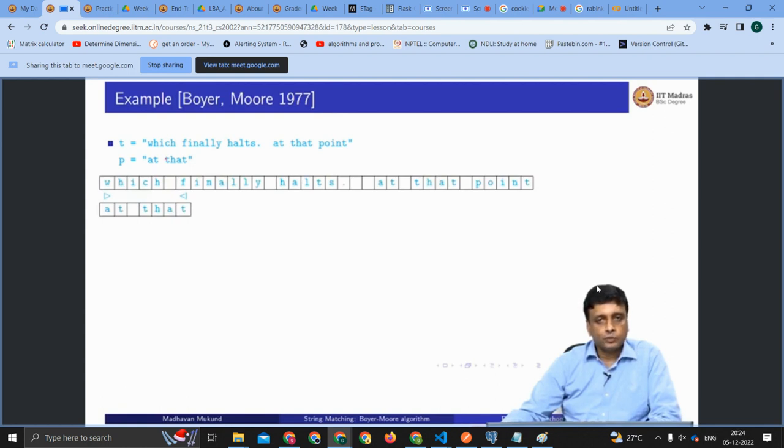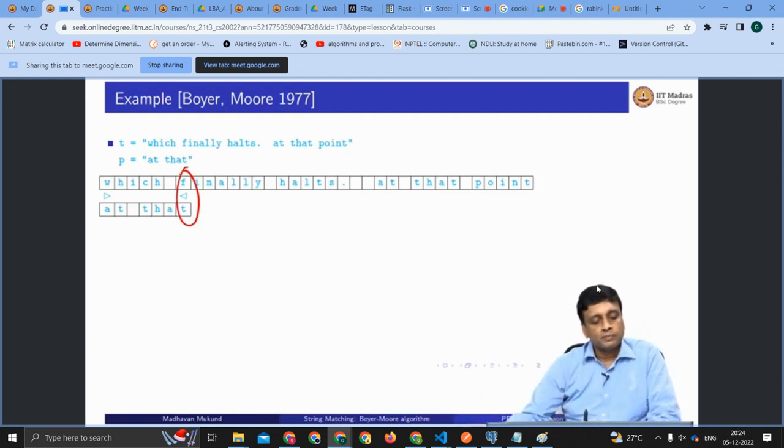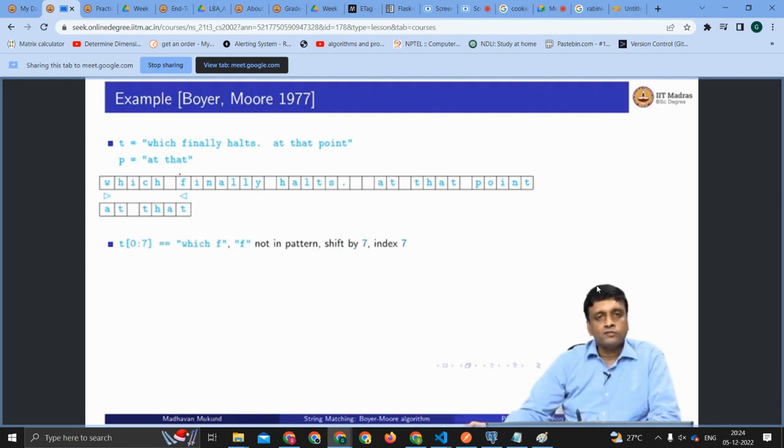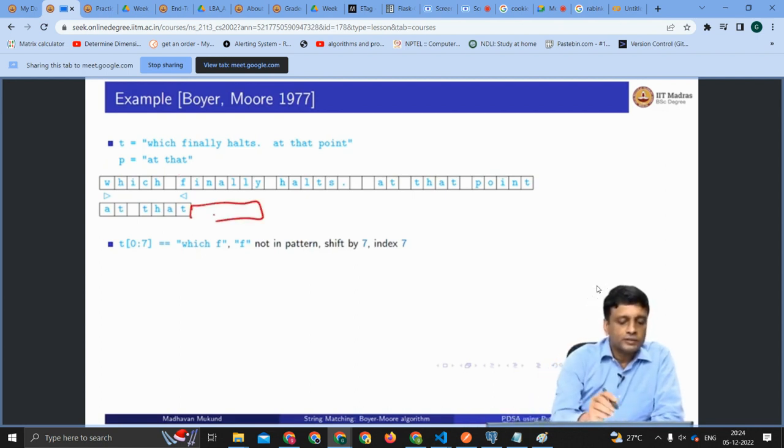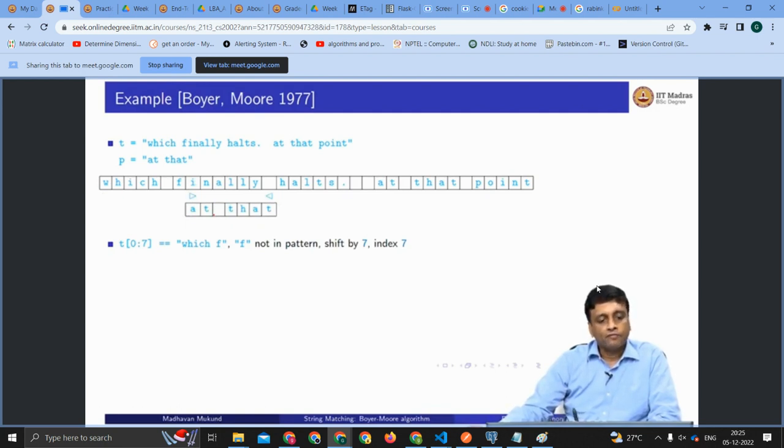As before, we start at the beginning. We are just doing this brute force scan with this optimization. Since "at that" has 7 letters, we look at the first 7 letters of our text, starting from right to left. We get a mismatch here. This mismatch involves a letter F, which is not there in my pattern. So the rule says I must shift the entire pattern to start beyond the F, to pattern position 7. So I shift the pattern, and now I'm scanning from the I in "finally" onwards.